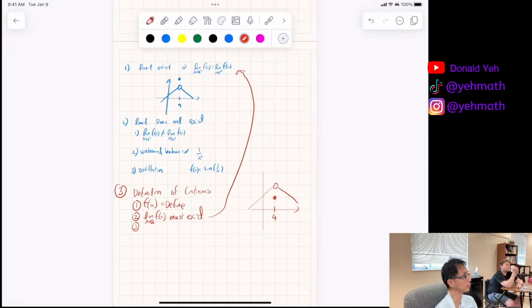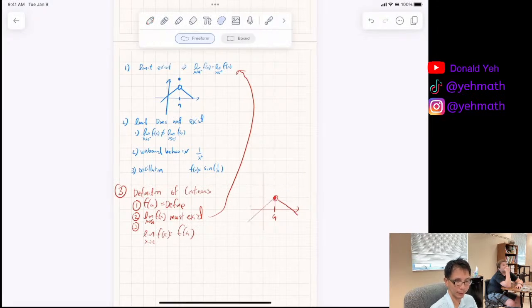One more thing. Yes, the limit has to equal f of a. The only thing you can do is make this go like this. And now it's continuous because this dot is filled in. And then you are continuous. You can build a roller coaster there. It's still going to be a bumpy ride, but you're not going to die.